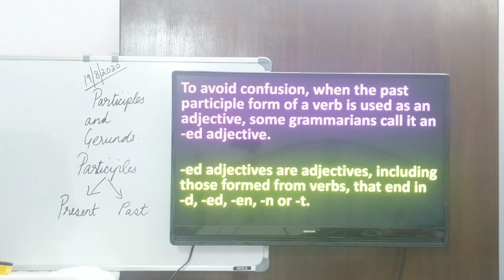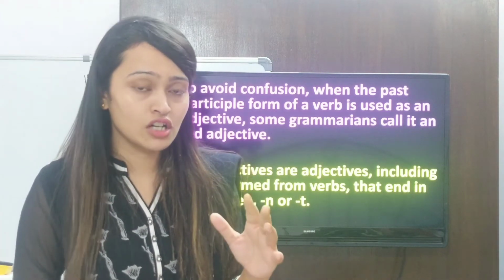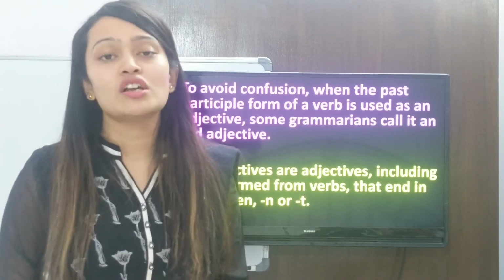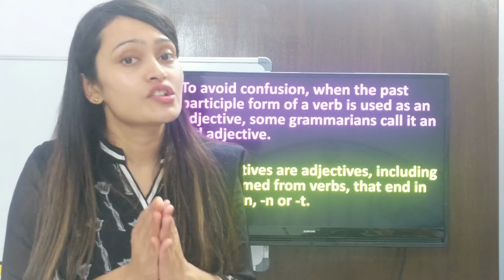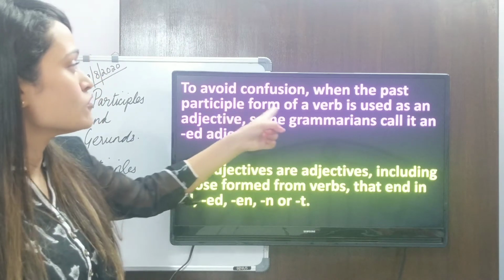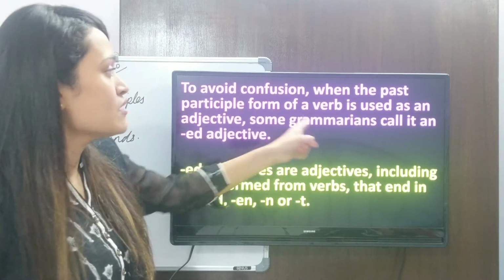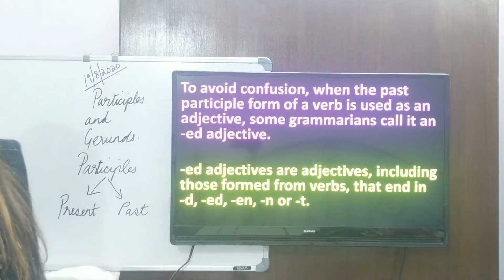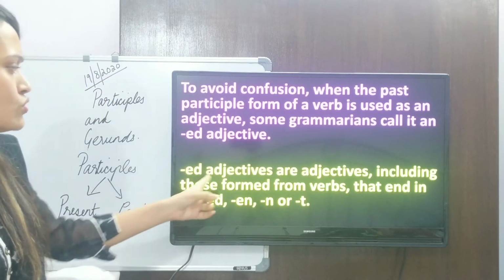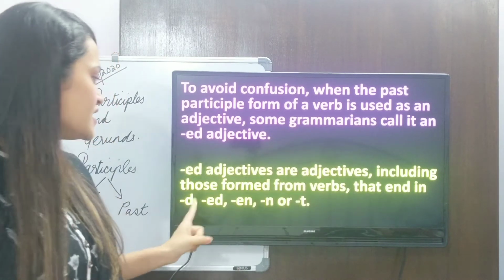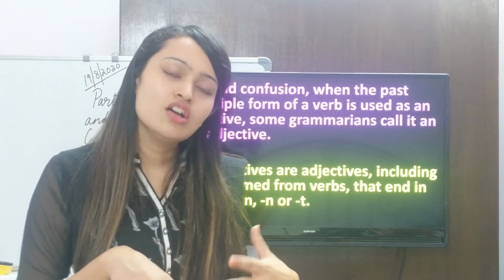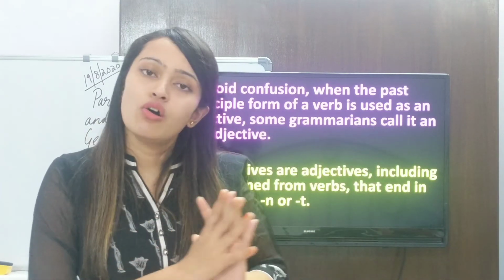To avoid confusion, once again children, a lot of contradictory and opposing points will be added now, which are exceptions. These exceptions are going to generate a lot of confusion, right? So to clarify the confusion: when the past participle form of a verb is used as an adjective, some grammarians call it an ED adjective. I have just mentioned that point. ED adjectives are adjectives which include everything: those formed from verbs that end in D, ED, EN, N or T. It also includes the past participle or the basic past tense of a verb, all those things.